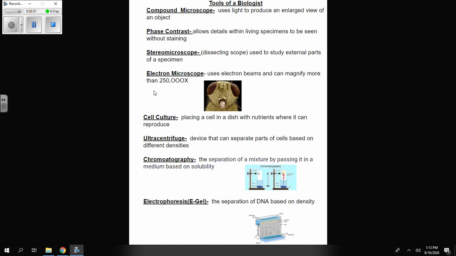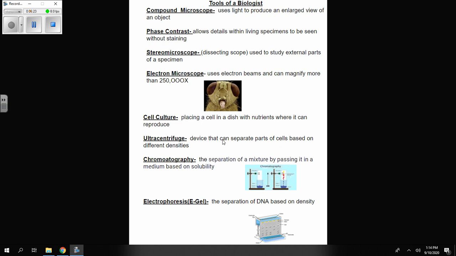Electron microscope uses electron beams. It can magnify more than 250,000 times. This microscope is super cool. I will show you pictures from one. My college had one. You wouldn't really see that at a high school level. A cell culture. The cell is placed in a dish with nutrients where it can reproduce. The dish is called a petri dish. I will show you some of these.